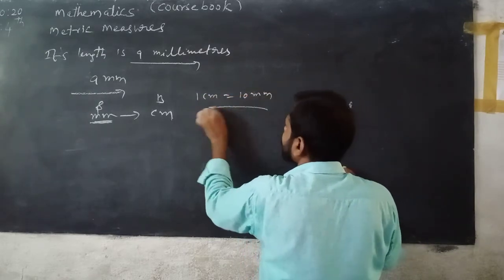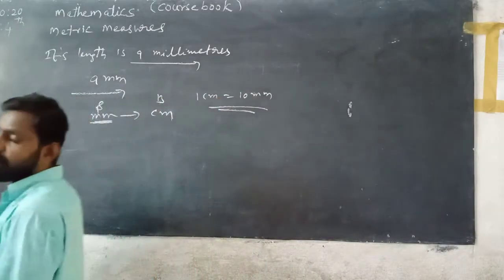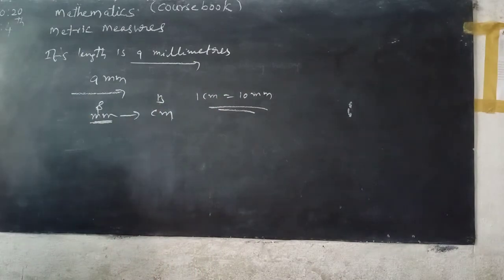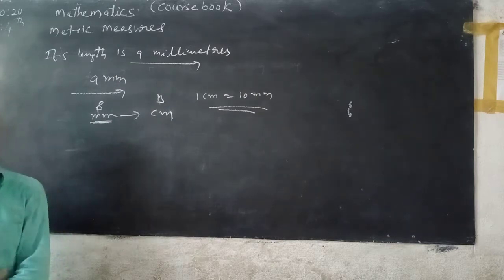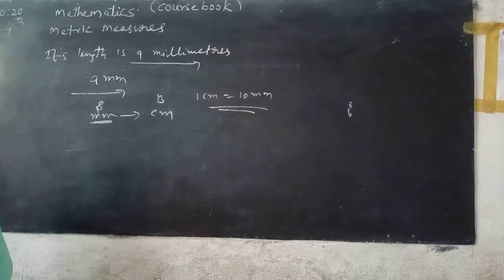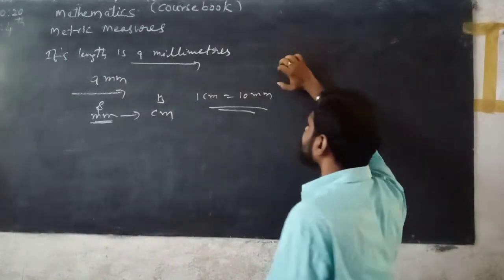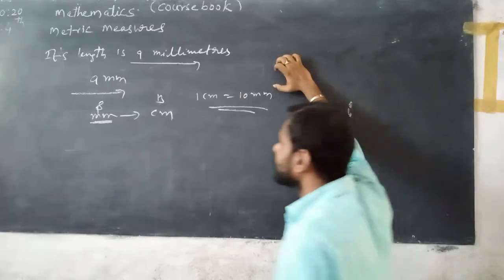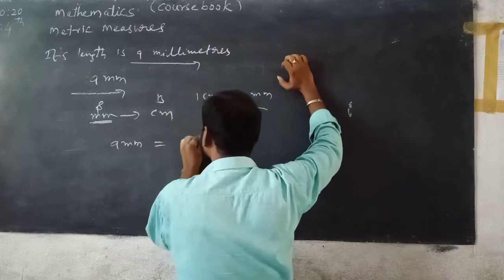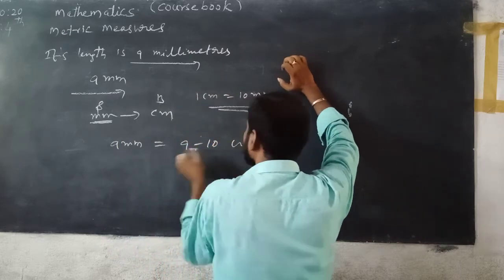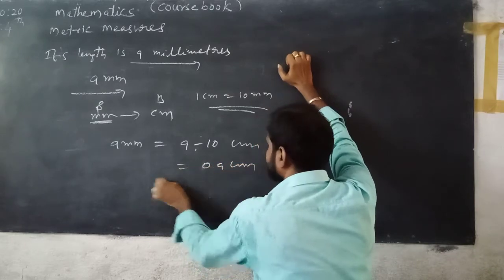Listen carefully. The smaller quantity is converted to bigger quantity, or the smaller unit is converted into larger unit, then we have to take division by 10, because 1 centimeter is equals to 10 millimeter. Here 9 millimeter is converted into centimeter, means 9 divided by 10 centimeter. So 9 divided by 10, you can get 0.9 centimeter.